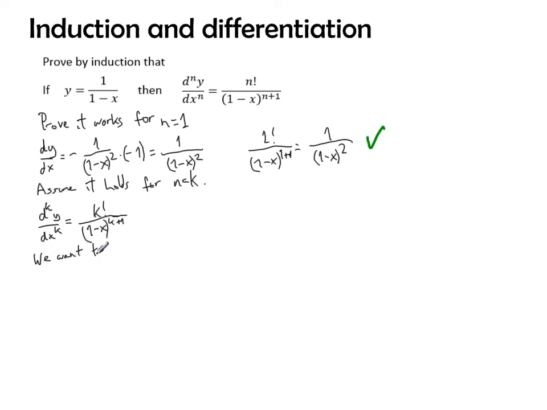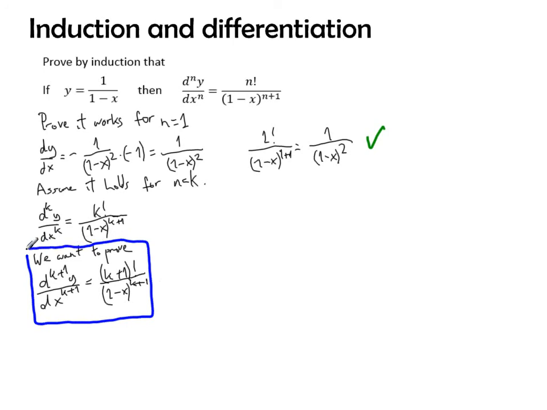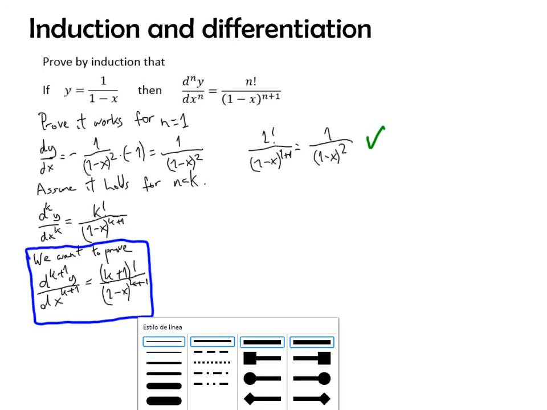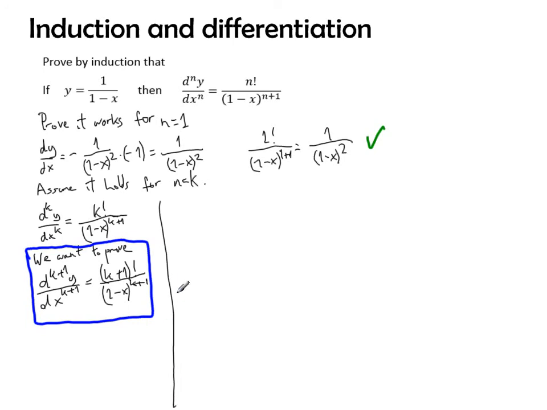This is where the hard work comes in. I need to prove that it works for k plus 1. So let's write that down. I want to prove that differentiating y k plus 1 times with respect to x is going to give me k plus 1 factorial over 1 minus x to the power of, and now I'm going to get k plus 1 plus 1, which is k plus 2. Did I just write a 1 there? Oh well. It should be k plus 2 in the denominator. So that's what I really need to prove. So let's take a look at how we do it.